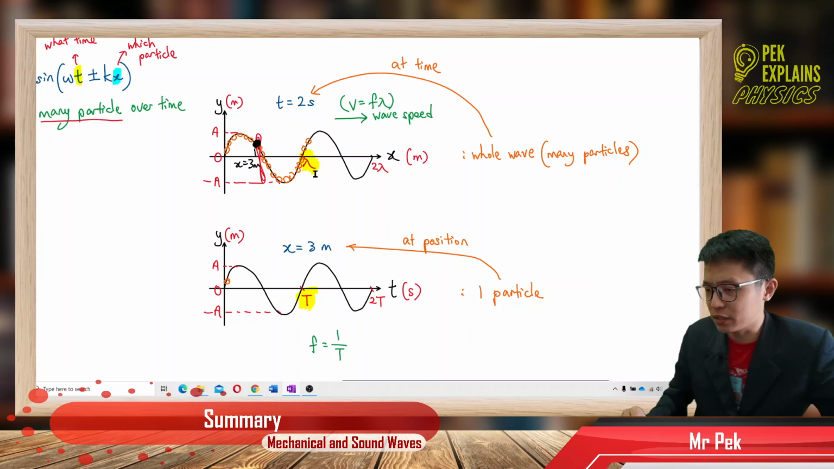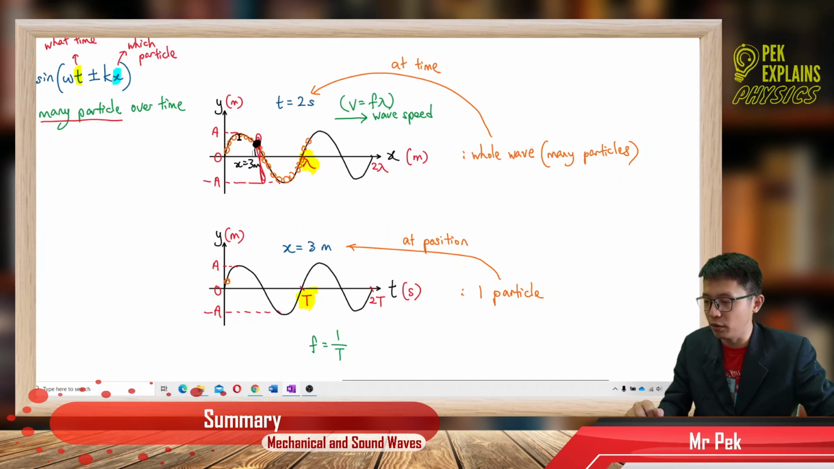Okay, so this is very important. From both graphs you can get the amplitude, but the displacement-distance graph can get lambda, and the displacement-time graph can get the period. This lambda and period are very important. From the period you can find the frequency, because f equals 1 over period. So you can get the frequency.